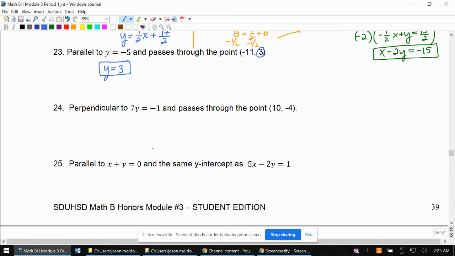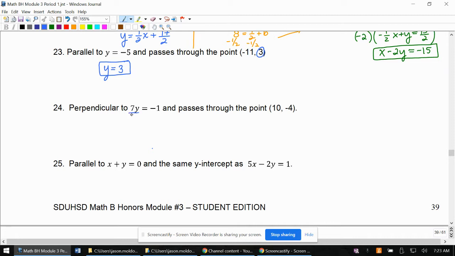Now, if that's not enough, then maybe sketch this one like I did on the other ones, or go back and rewatch some of the other videos regarding parallel, perpendicular for horizontal, vertical lines. 24, perpendicular to this and passes through the point 10, -4.